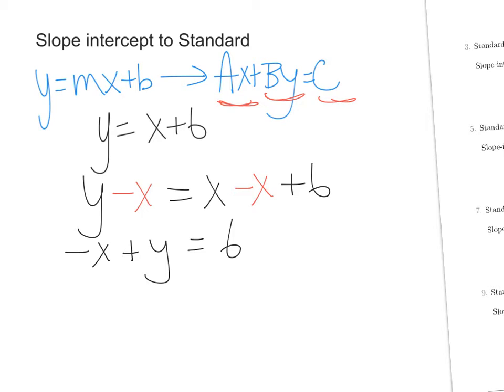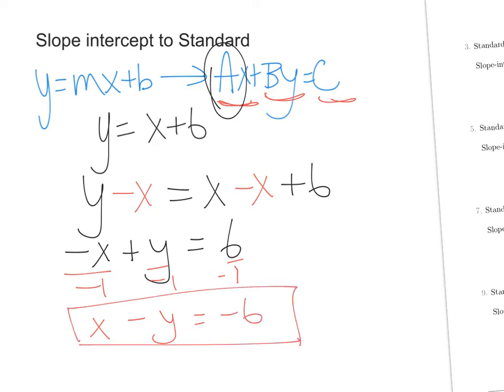Now, one more step is that they said that perhaps this a needs to be positive, or the number in front of x needs to be positive. So I could potentially divide everything by -1 in order to make that x positive. So then x minus y equals -6. And then that would be the final answer for standard form.